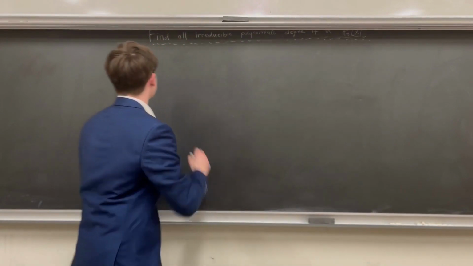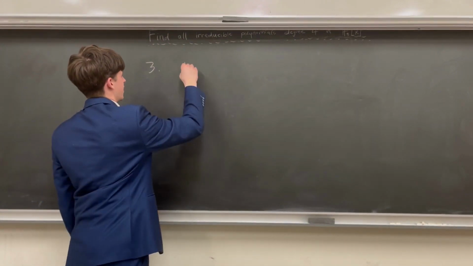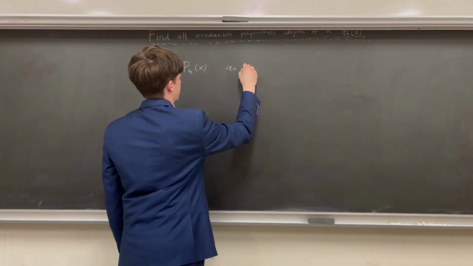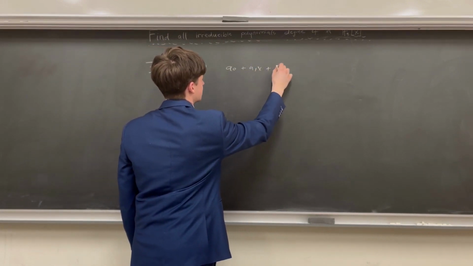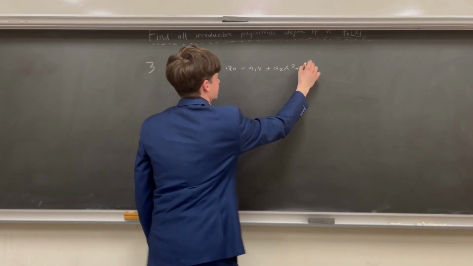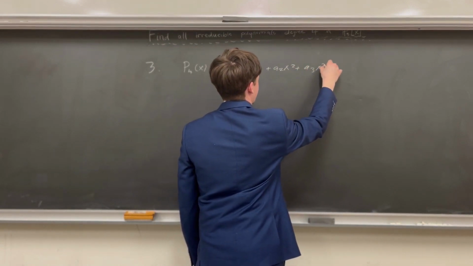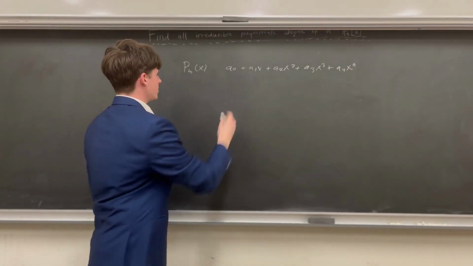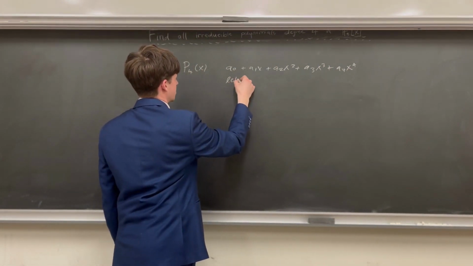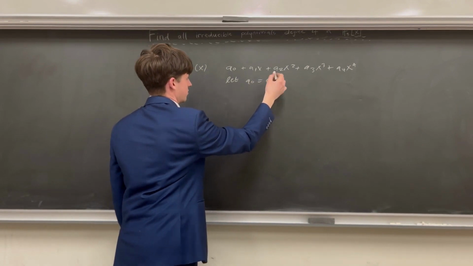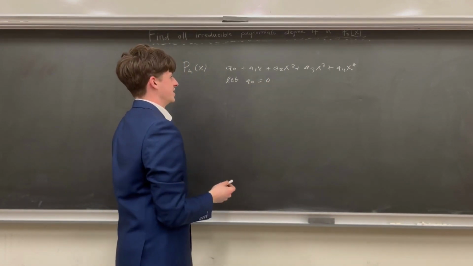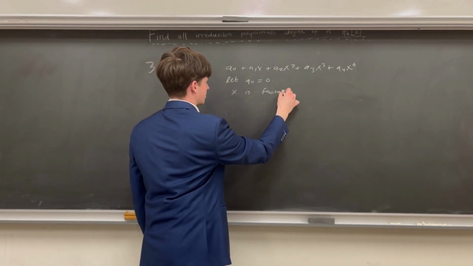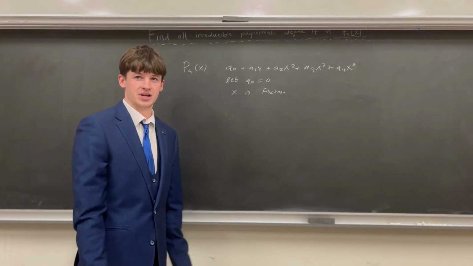Note 3, if we consider a polynomial of degree 4 as a0 plus a1x plus a2x squared plus a3x cubed plus a4x to the 4, and we let a0 equal 0, then clearly x is a factor. So that polynomial will not be irreducible.